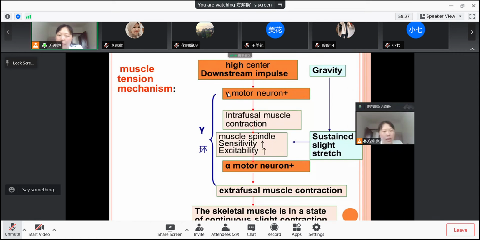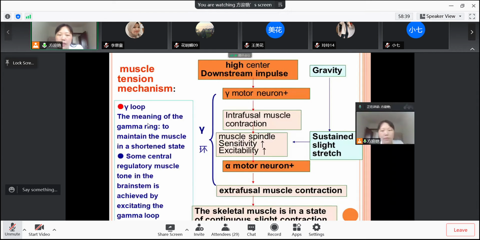The gamma loop can affect the stretch reflex. This we call the gamma loop. You should know that it majorly can influence the stretch reflex, but it is not the major reflex. The gamma loop means that the gamma loop can maintain the muscles in a tense state, and some central regulatory muscle tone, the base tone, is achieved by the excited gamma loop.